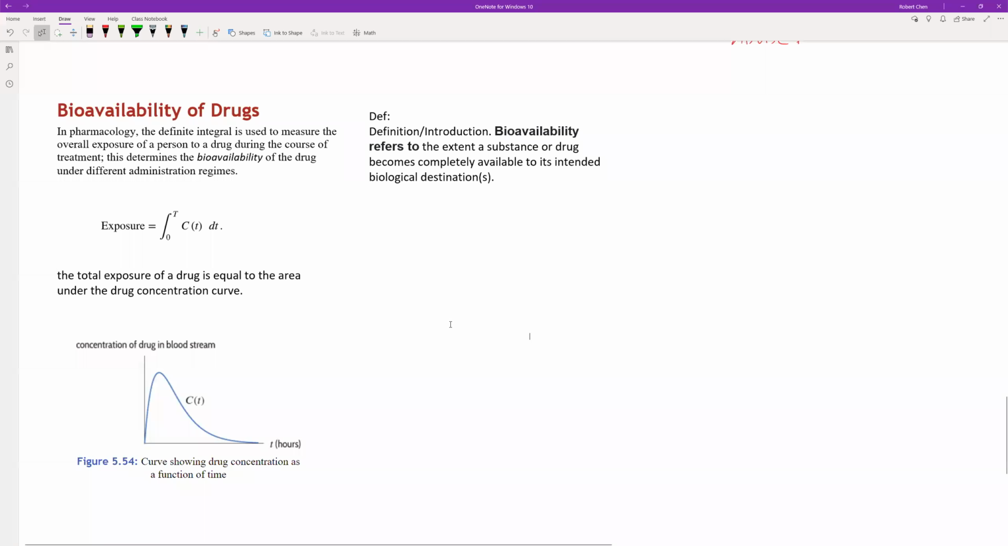All right, the next type of application we're going to look at is the bioavailability of drugs. These are technical terms in which I have absolutely no experience, but I did some reading online, so let's look at a quick introduction. In pharmacology, the definite integral is used to measure the overall exposure of a person to a drug during the course of treatment. This determines the bioavailability of the drug under different administration regimes.